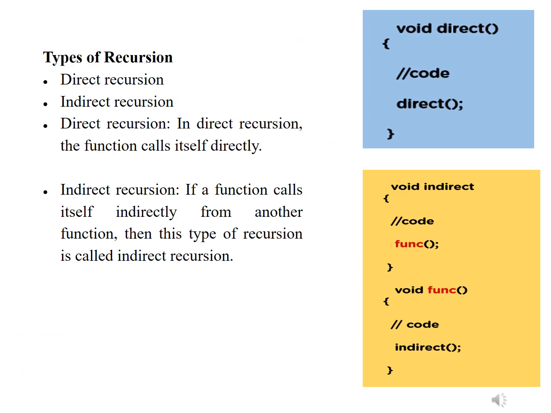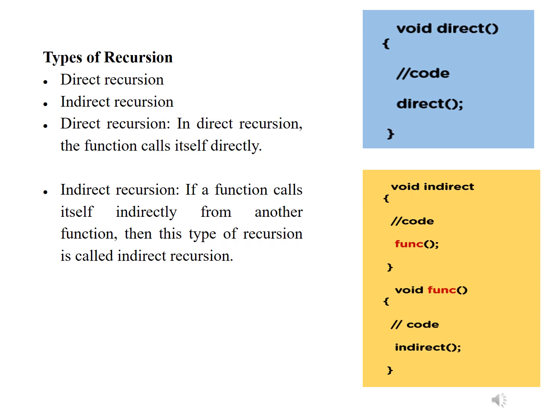Types of recursion: direct recursion and indirect recursion. In direct recursion, the function calls itself directly. Indirect recursion: if a function calls itself indirectly through another function, then this type of recursion is called indirect recursion. For example, you can see this slide.